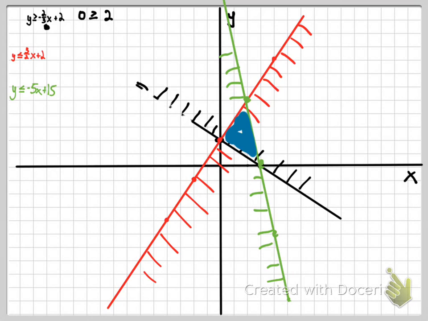Find the vertices of each region. The vertices are just where our lines cross, so we're going to look for those points. We have one here, one right there, one right there, and one right there. Our first vertex over here is at 0, 2. Our next vertex up here is at x is 2, y is 5. So 2, 5. And this vertex over here, x is 3 and y is 0. So those are your 3 vertices.